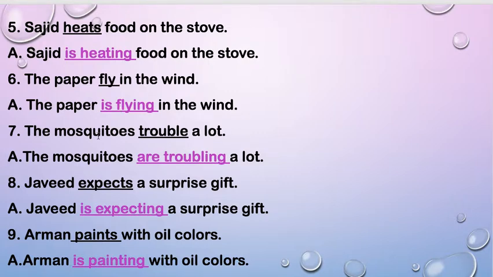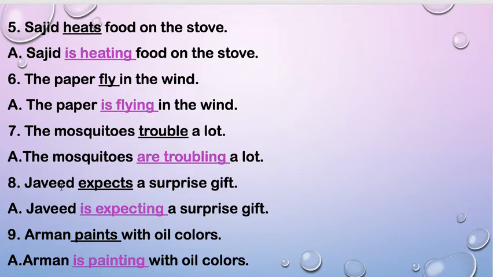Okay, next, the mosquitoes trouble a lot. Okay, the mosquitoes are troubling a lot. Trouble is the verb here, and it is in simple present tense. Here the mosquitoes are the subject, and it is in plural form. That's why the helping verb will also be in plural form, are. Trouble is the base form of the verb here, and what we are doing, we are adding ing to the base form to convert it into present continuous tense.